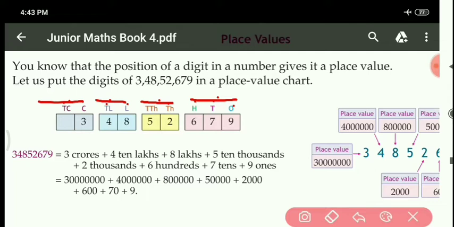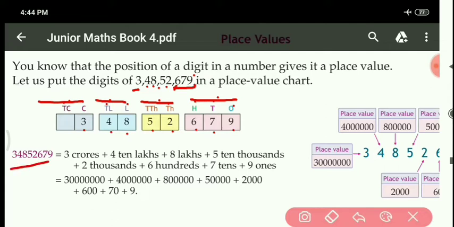And we can see here the digits given upside. From the right side check 6, 7, 9. It comes in ones period. So 9 is coming as ones place, 7 tens place, 6 hundreds place. First period is over. Next thousands place, what is coming? 2. Ten thousands 5. Then lakh 8, ten lakh 4, and crore place, what is coming? 3.